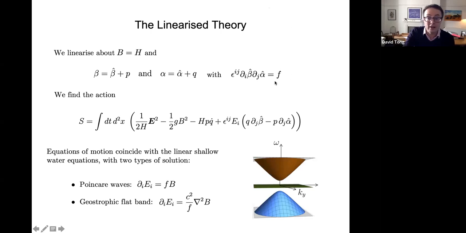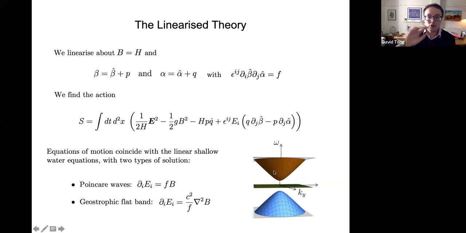Actually, this action is valid for any f of x. I said before that I would like to know what happens when the strength of the Coriolis force varies. This is the right linear action. The novelty is, though, it's got the E and the B, and also the P and the Q. And by solving it, it has different branches of solutions, as you can see here.